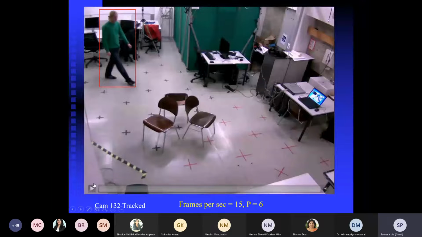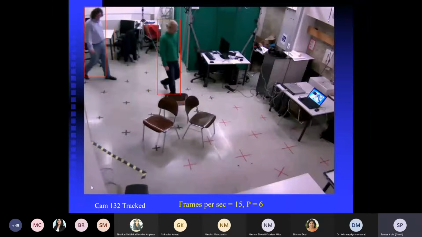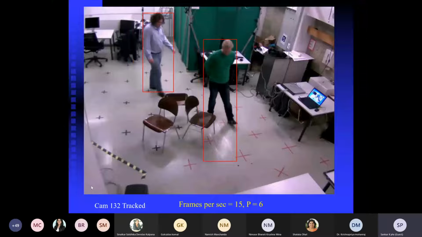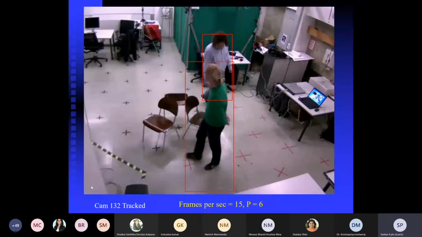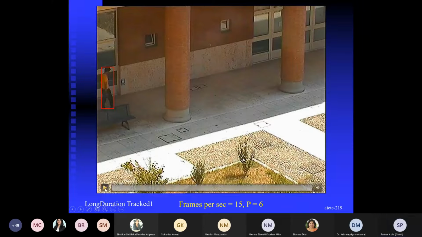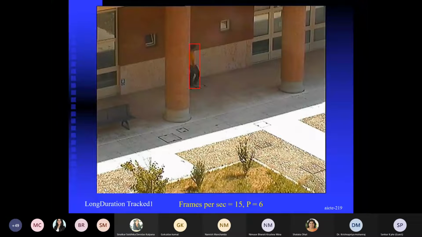Similarly, it's a laboratory image. This image I will show again for the deep learning. Laboratory image, the two guys, they are completely occluded. See, they are occluded, but still they are considered as two objects, not as one object at this stage. This is integrated by two different trackers. Similarly, long duration tracker. So this shows how beautiful it was.